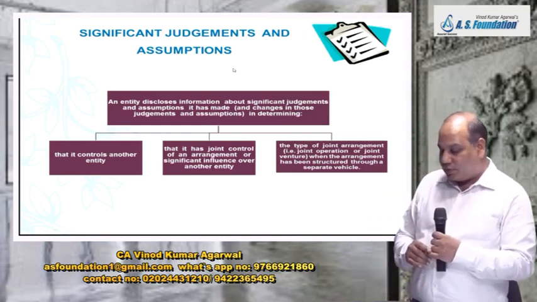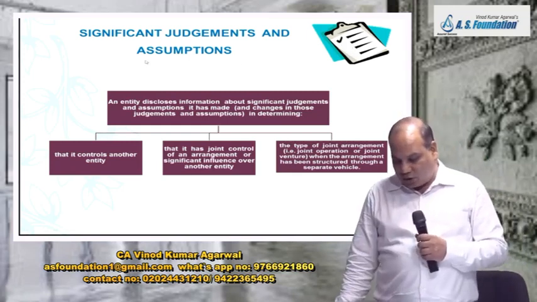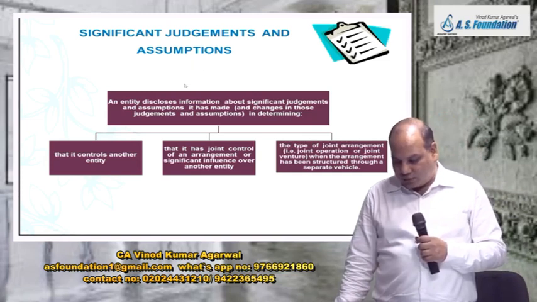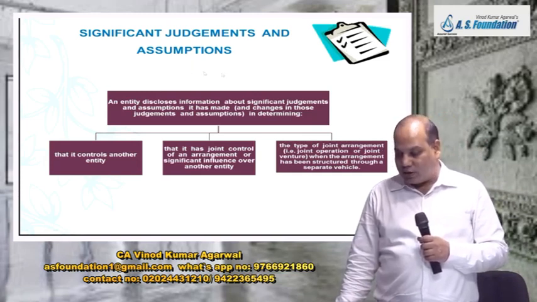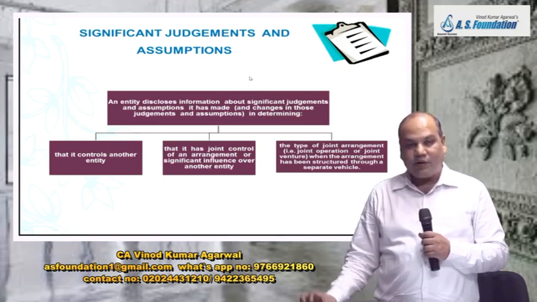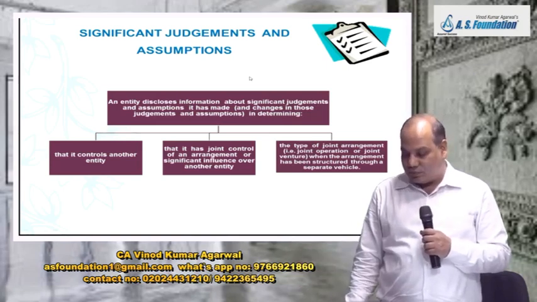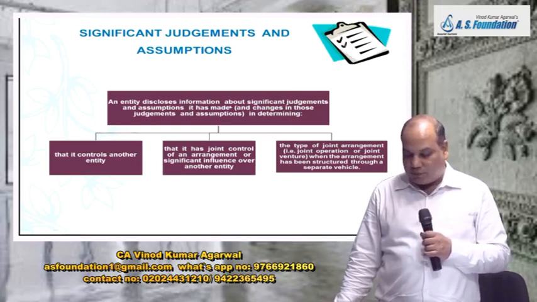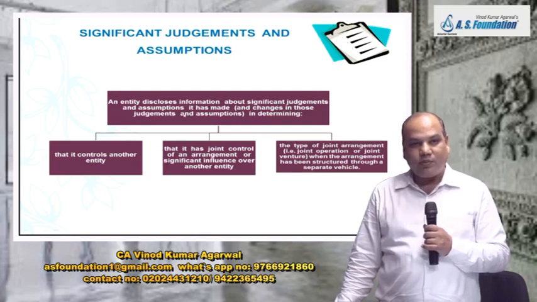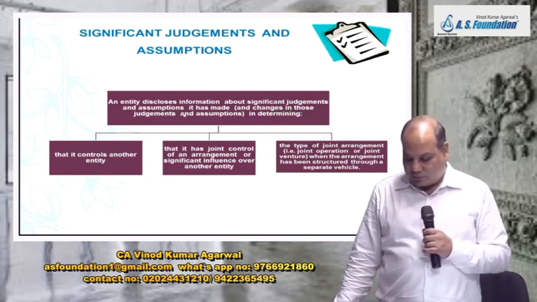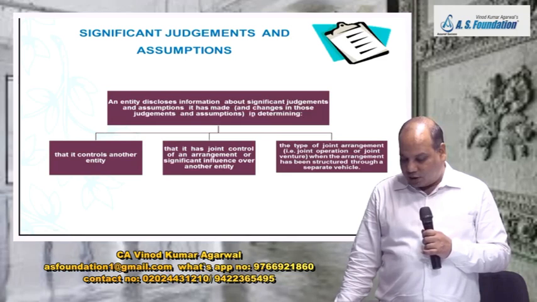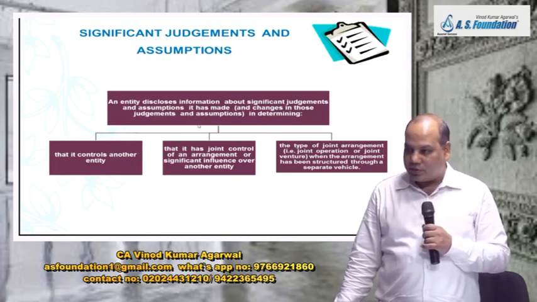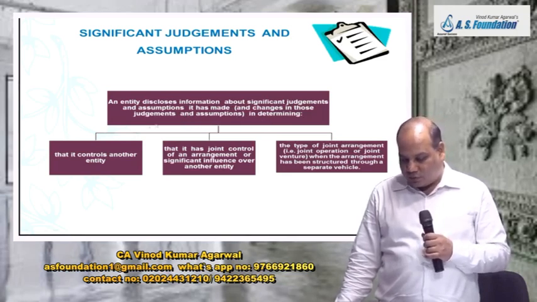So when you are doing consolidation, you may have made certain assumptions and judgments. For example, in determining control, we may involve judgment. So an entity discloses information about significant judgment and assumptions it has made, and any change in those judgment and assumptions in determining. Now where do we require judgment?